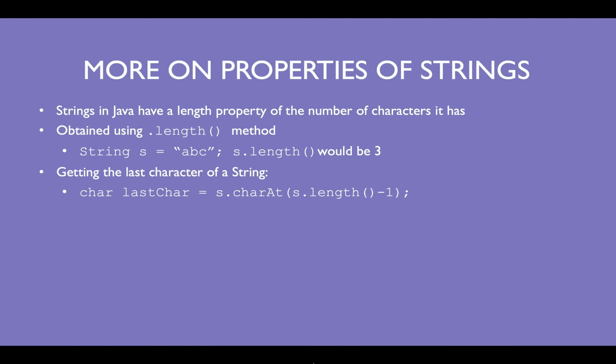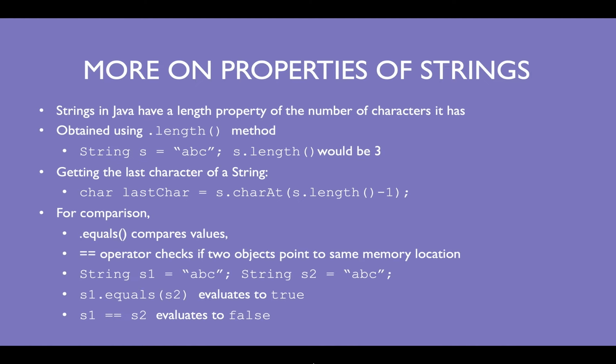For comparison, there are 2 different ways of comparing strings. One is the dot equals and one is the double equals sign. The dot equals function, I would say, compares the actual values of the string. So it compares the content of the string, versus the double equals checks if the 2 objects, or any 2 objects, point to the same memory location.